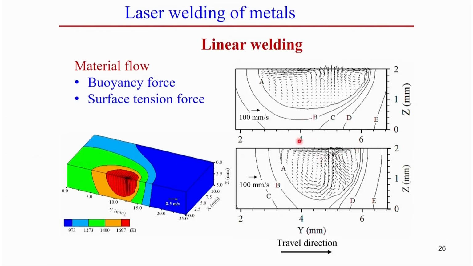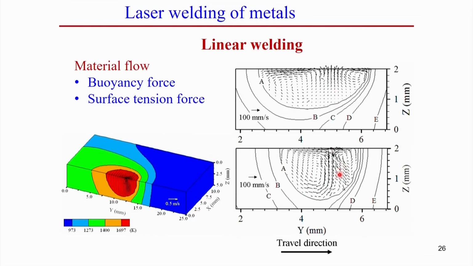Now, zooming in further on the material flow, in this case the flow is such that the driving force, the surface tension force, acts from the center to the outward periphery. It creates a clockwise material flow field on one side, and on the other side an anti-clockwise material flow field. We can see the depth direction also. So, this is the first case.